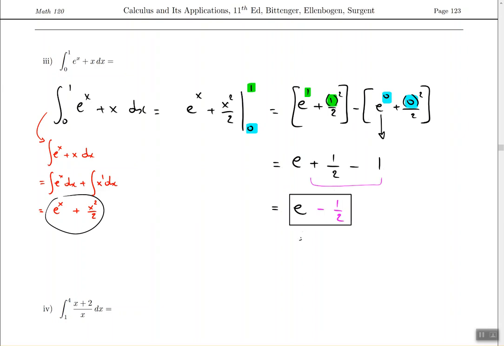So roughly speaking, this is 2.7. This is 0.5. So roughly speaking, the answer is going to be around 2.2 basically. Now, again, your screen shows you 2.2, but it's not going to be able to turn it into a fraction. That's because e is irrational. So you have to do the process of evaluation by hand. I hope that made sense. Let's take a look at the next one.